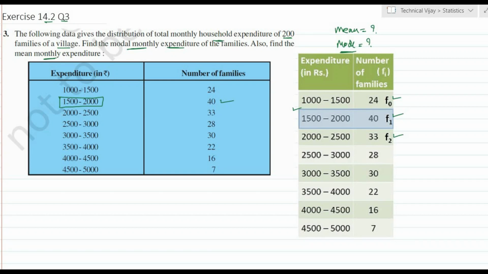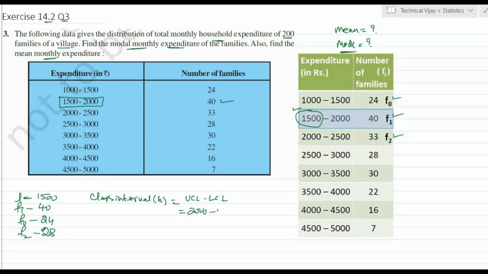Here L also we have to calculate. L is equal to what? The lower limit of the modal class, which is equal to 1500. F1 is the modal class frequency, that is equal to 40, and F0 is the frequency before the modal class, that is equal to 24. F2 is the frequency after the modal class, that is 28. Afterwards the class interval also we have to calculate. Class interval H is equal to the upper class limit minus the lower class limit, which is equal to 2000 minus 1500. This is equal to 500.